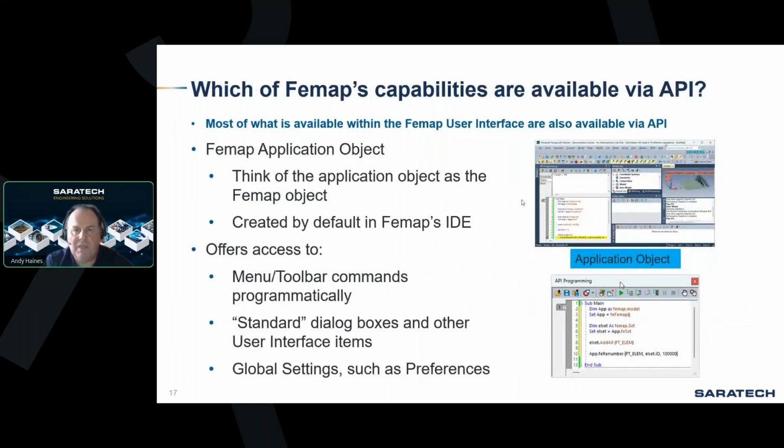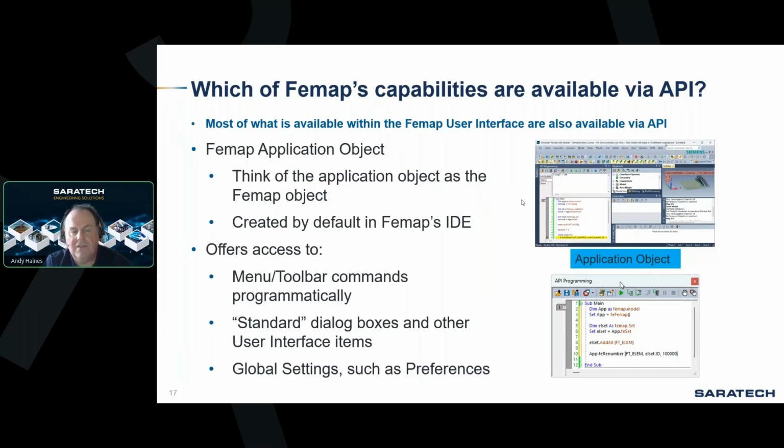So which of Femap's capabilities are available via the API? And the truth is most of what is available within the Femap user interface is also available via API. So we have a couple of different things that we're going to talk about. The first thing we're going to talk about is the Femap application object. You can think of this as the quote unquote Femap object, not an object of one of the entities within Femap. And this object is always automatically created by default within Femap's IDE.